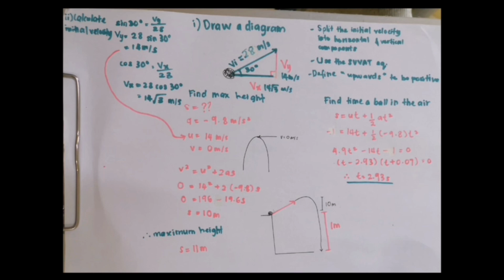We are looking for the vertical displacement S. We already have the acceleration and the initial velocity, and also the final velocity when it reaches maximum height, which is equal to 0 meters per second. Since we have a, u and v, we use the equation v squared equals u squared plus 2as, then solve for the values. Next, we find the time using the equation s equals ut plus half at squared. We calculate until we get the positive value of time, because time is always positive.